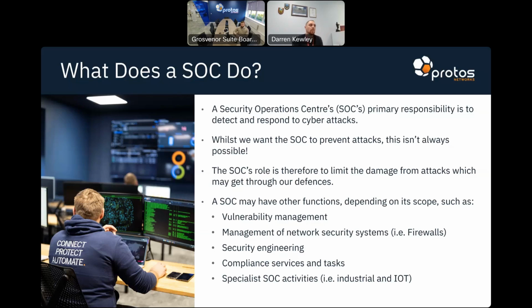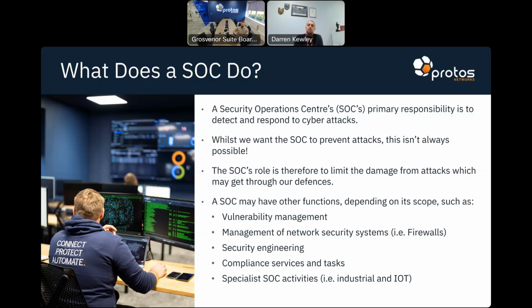But a SOC can also have other functions. A common one, and one we do for some of our customers, is vulnerability management. That'll be looking at all the vulnerabilities across their systems or running monthly scans, and then advising them: you've got 500 vulnerabilities in your environment, 50 of these are high or critical, but of them, these are the 5 that you might want to patch this week because there are exploits out, that sort of stuff.